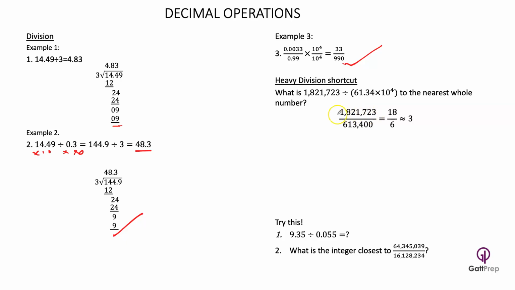So you have 1,821,723 divided by 613,400. Here we can approximate this one to 18 and this one to 6, by seeing all these digits as zeros and saying that all the zeros cancel each other. You have 18 over 6, and approximately this is 3. Now try the following examples here.